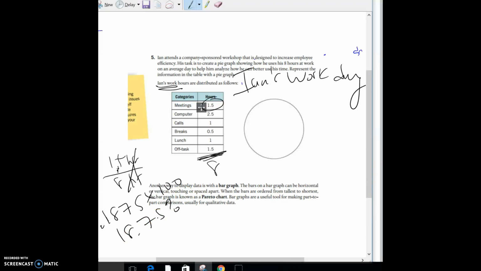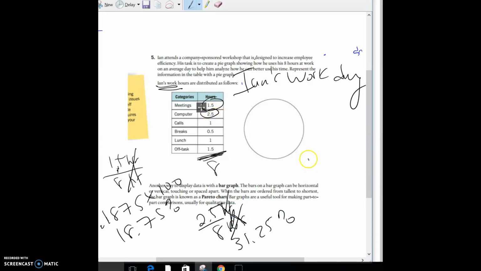Okay. I could do the same thing for computers. So I could take 2.5 divided by 8. And again, notice my units match so that they cancel. So 2.5 divided by 8 is, and multiply by 100. So 31.25%. And again, there's no units on these because they canceled. Of his time is on computers.